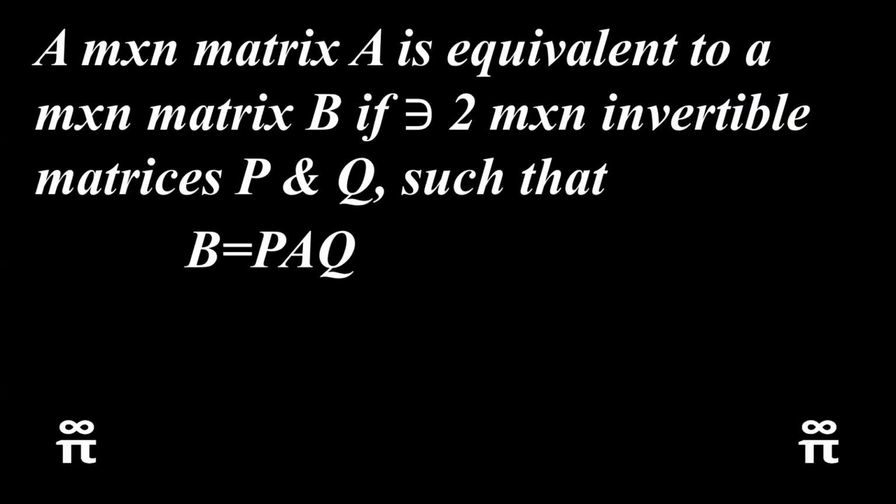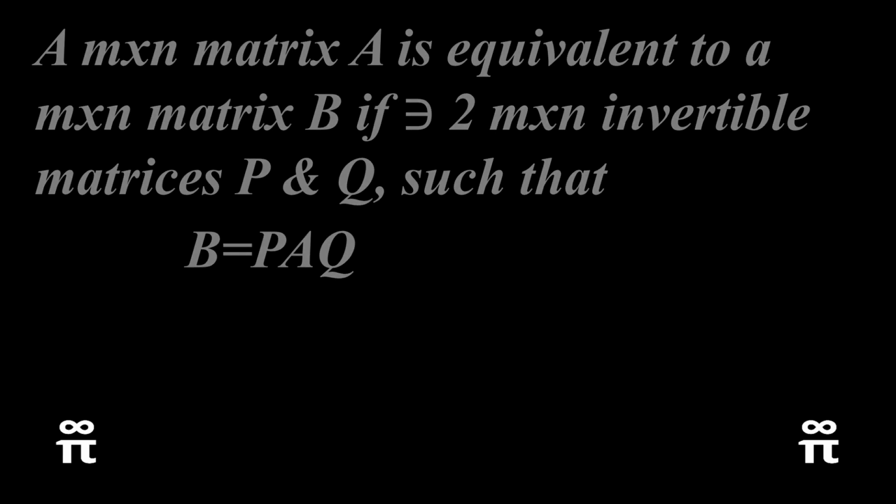Now let's jump to matrix equivalence. By definition, A is equivalent to B if there exist P and Q invertible matrices such that this equation is verified. Interestingly, matrix similarity and equivalence have to do with each other. That is, if A is similar to B, then they are necessarily equivalent, but the converse isn't true.